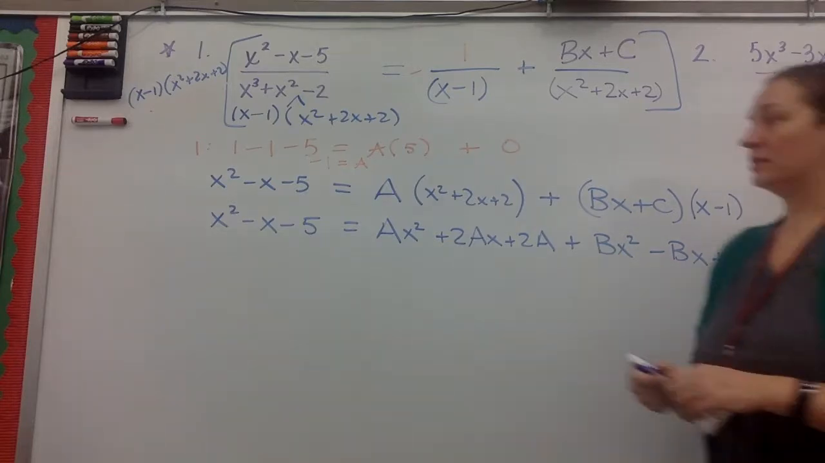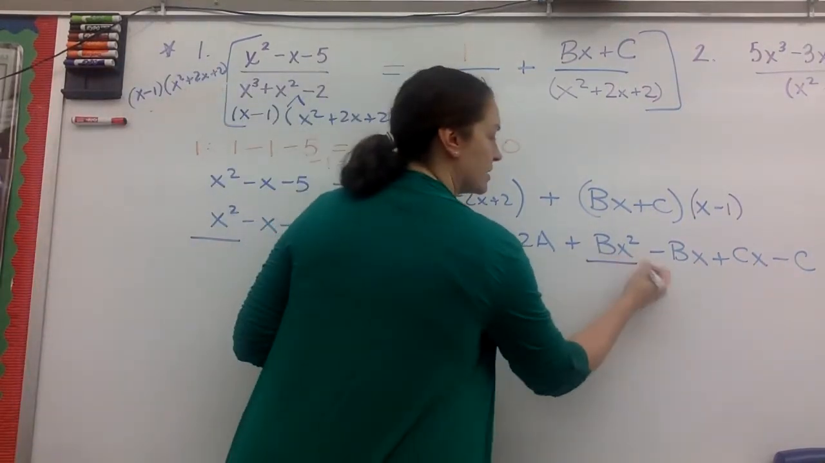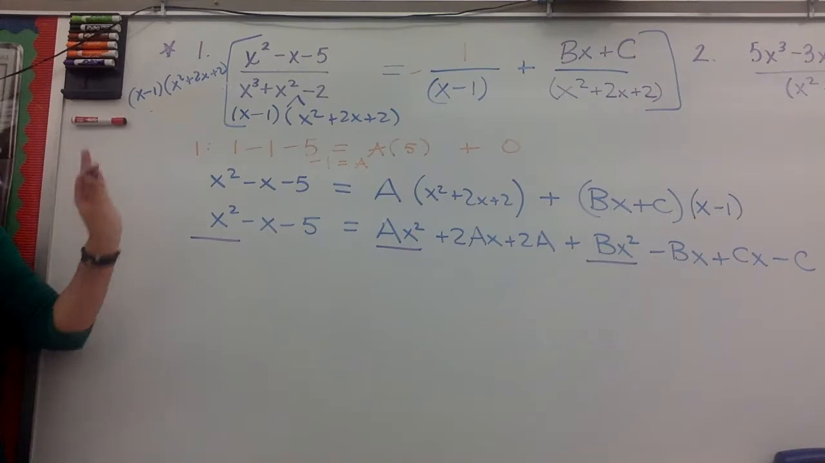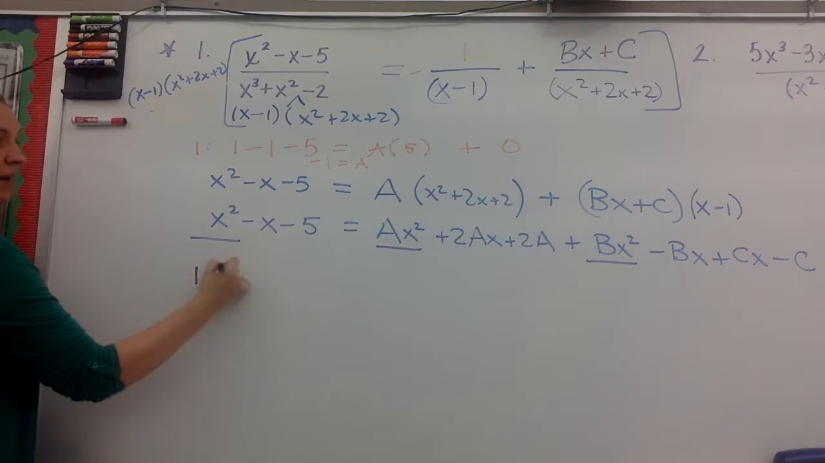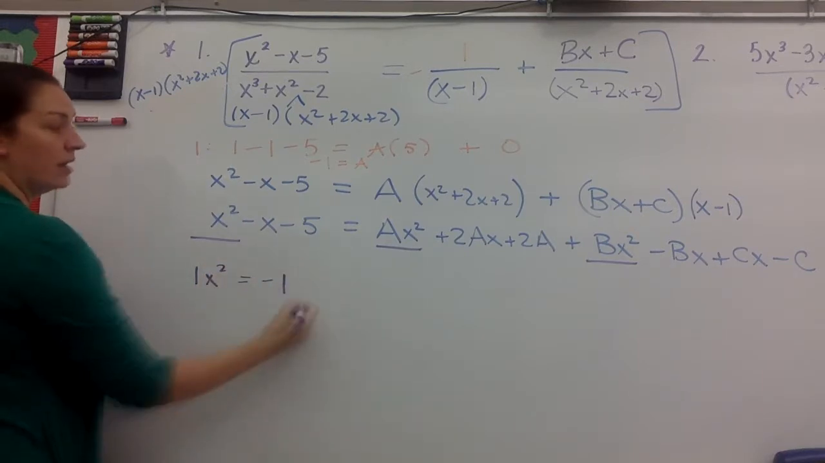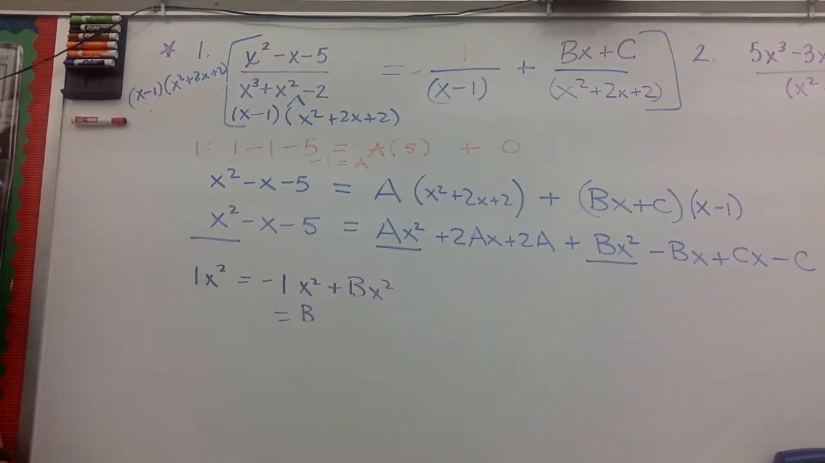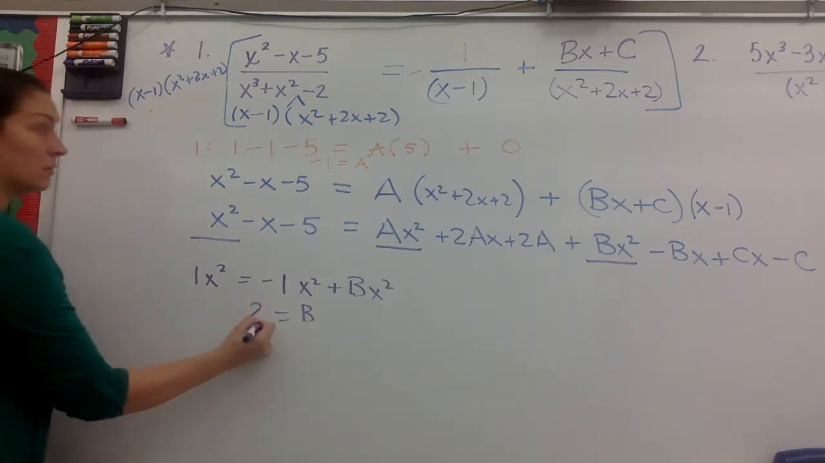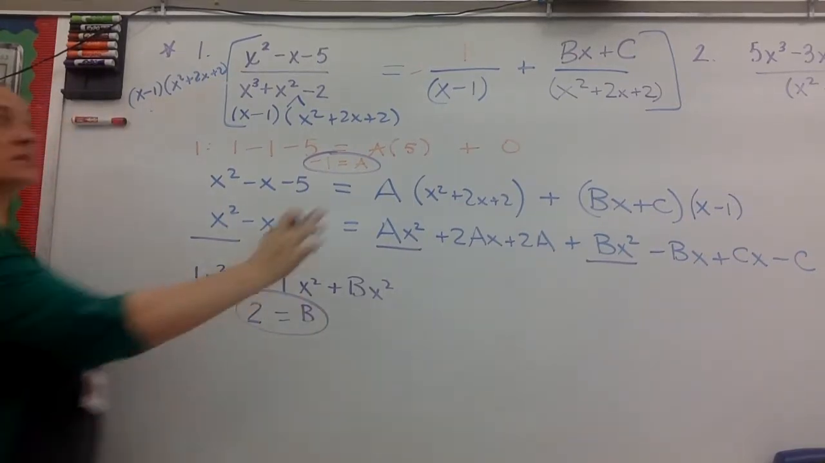Now, let's just take a look here. I have an x squared, an x squared, an x squared. I have no cx squareds, only a, b, and c. Do I have either a or b? I have a right here. So that might be a good place to start. So I could say 1x squared is equal to negative 1 x squared plus bx squared. What's b equal to? B is 2. So here's a, here's b. So I know this is going to be a 2x.